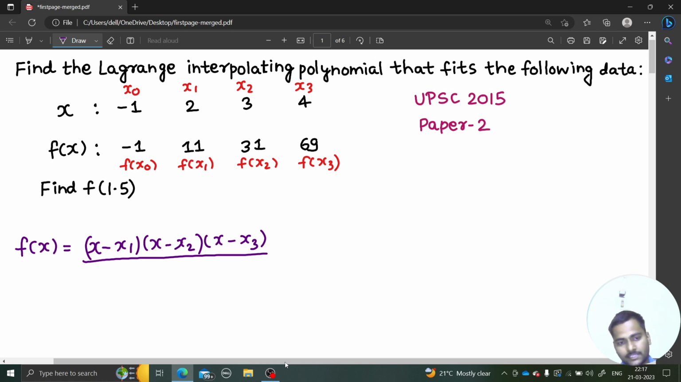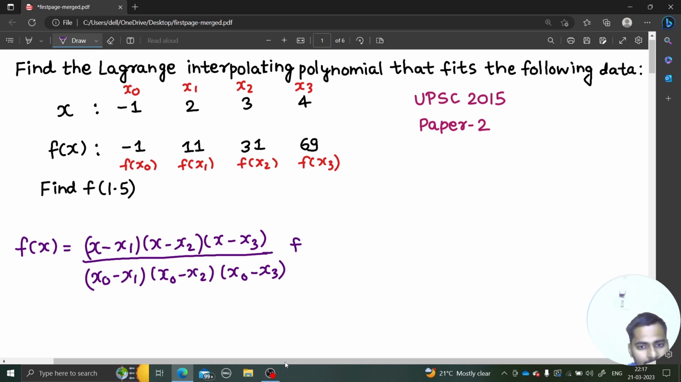And in the denominator, subtract from x0 every x value except for x0, because if you subtract x0 from x0, that will become 0 and the denominator will become 0. That we don't want. So from x0 subtract everything; only three things will be there, which will be x1, x2 and x3. Basically the same thing in numerator and denominator. Only difference is in the numerator you have x, in the denominator you have x0. And this needs to be multiplied by f of x0. Fine enough, I think.